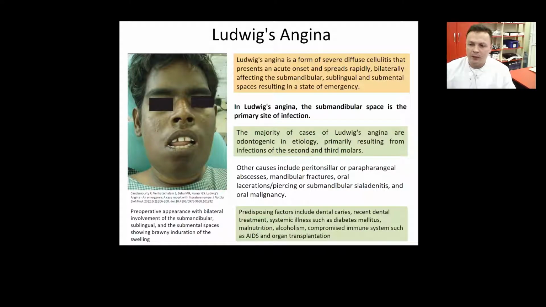Infection can also spread contiguously to involve the pharyngomaxillary or retropharyngeal spaces. Other causes include peritonsillar or peripharyngeal abscesses, mandibular fractures, oral ulcerations, submandibular sialadenitis, and oral malignancy.